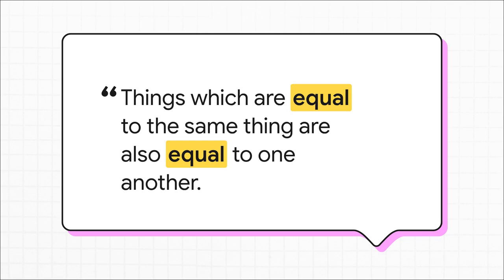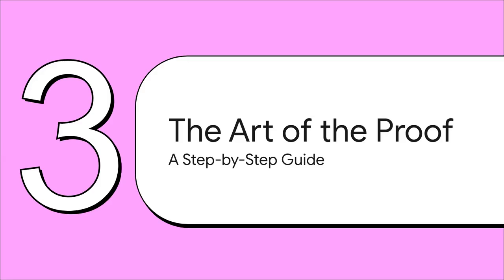You just accept it as a starting point for everything else. So, we've got our definitions, we've got our basic rules, the axioms. Now we get to the real heart of geometry, using those tools to build an airtight, undeniable proof. It's like we're detectives, building a case one logical step at a time.